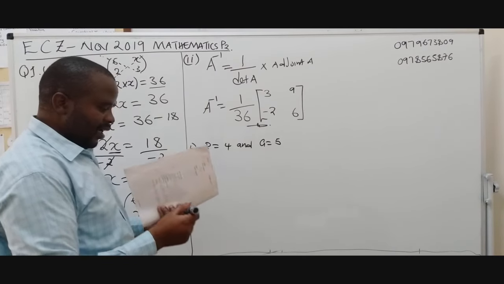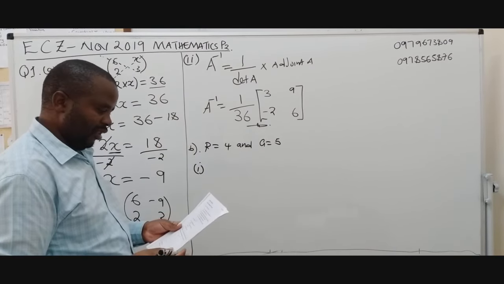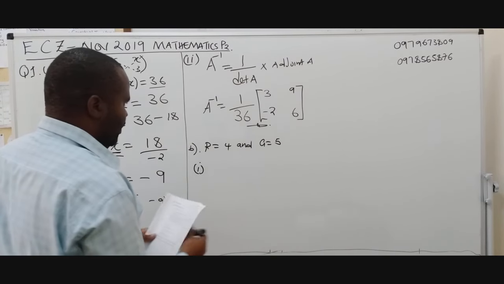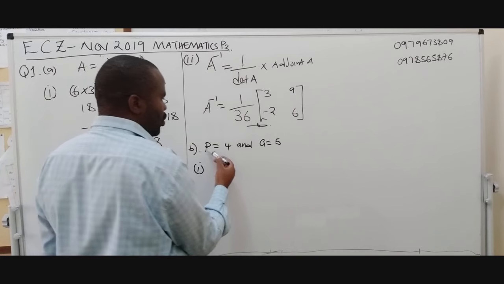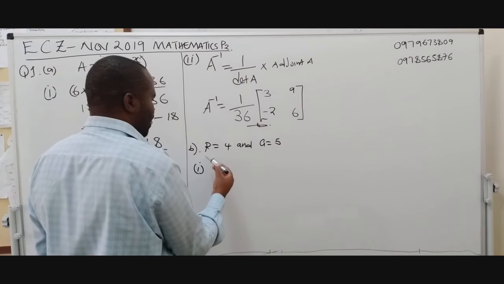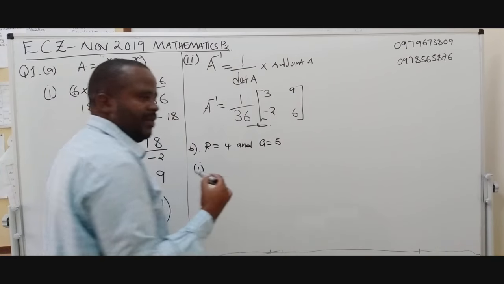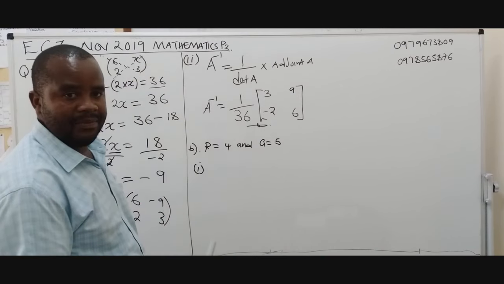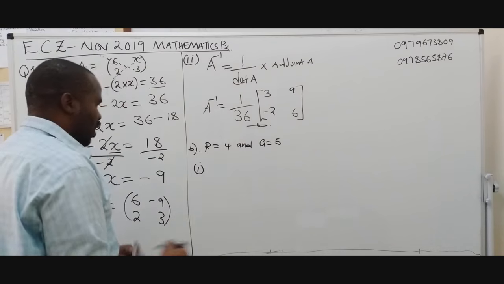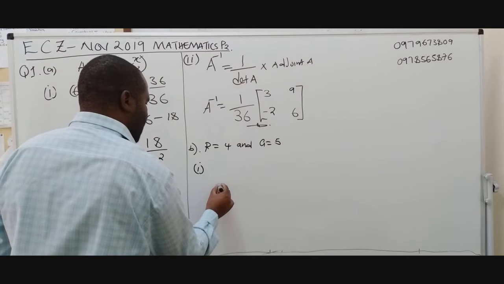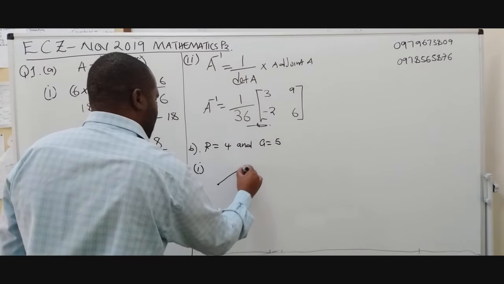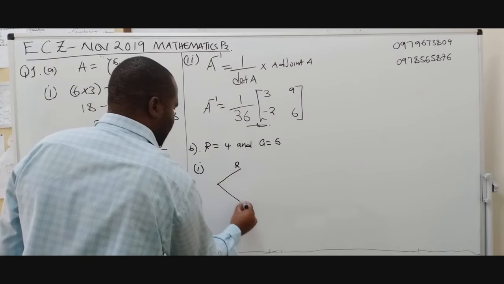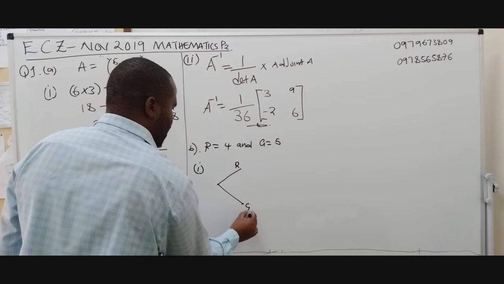Draw a tree diagram to illustrate the outcomes. Because we have 2 colors, that is red and green, the kind of diagram that we're going to draw will have 2 branches or 2 arms. Alright? So you have a starting point here. Then you have this one for red. Alright? You have this one for green.